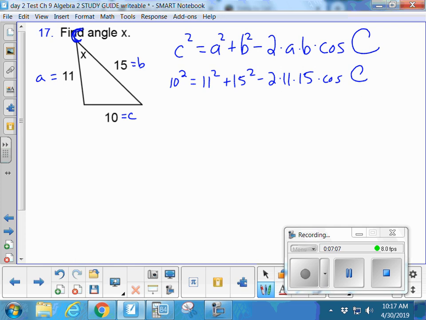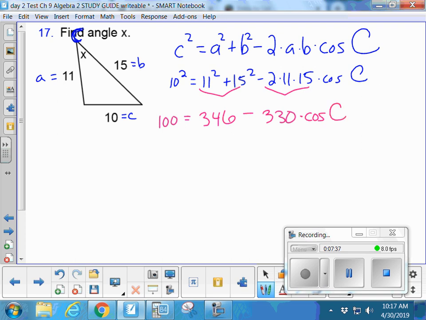All right, don't get too crazy with typing this stuff in. You can only do bits and pieces. You can do these two together, and you can do these three together, but you can't do all 5 of those numbers together. 10 squared is obviously 100. Let's see what 11 squared plus 15 squared is. 346. Let's see what 2 times 11 times 15 is. 330. And 330 is attached to the cosine C.